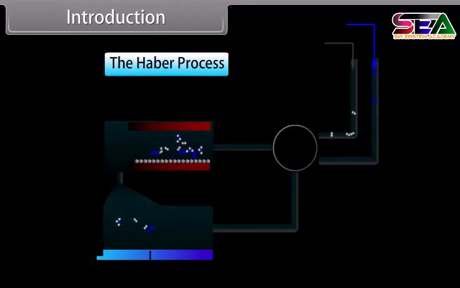The Haber's process combines nitrogen with hydrogen into ammonia. Nitrogen is an important element in the P block in the periodic table. So students, today we'll study the P block elements.